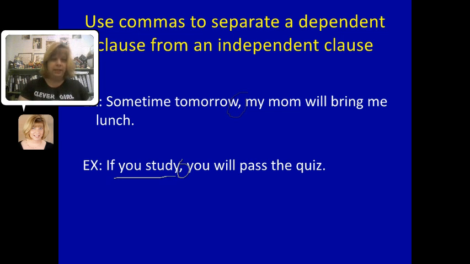That's not a sentence by itself. There's no "what would happen if you study." It doesn't finish the thought. But this independent clause, "you will pass the test," can stand by itself. So when you're adding this independent clause to the dependent clause, that's when you have the comma to help keep them separate and clear.